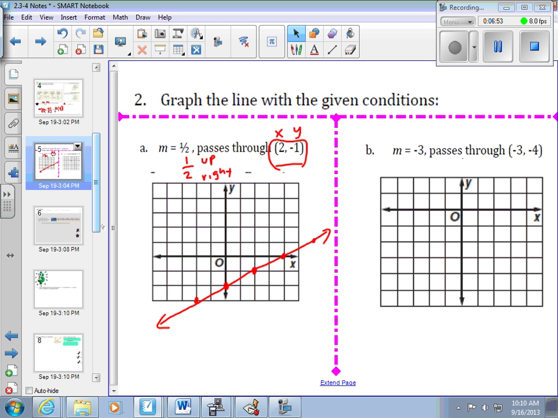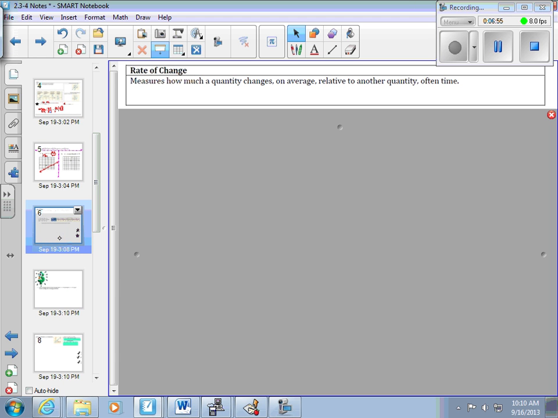All right, another term that you should know is rate of change. Rate of change is just a fancy way of saying slope. Slope and rate of change are the same thing. And rate of change is the measure of how much a quantity changes on average relative to another quantity oftentimes. So when you're comparing and finding the difference of two quantities and dividing them, or doing a ratio, that is the same thing as finding slope.